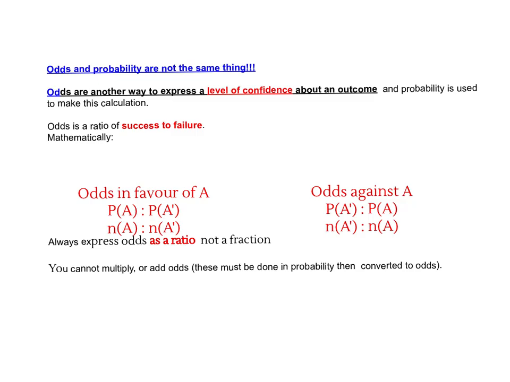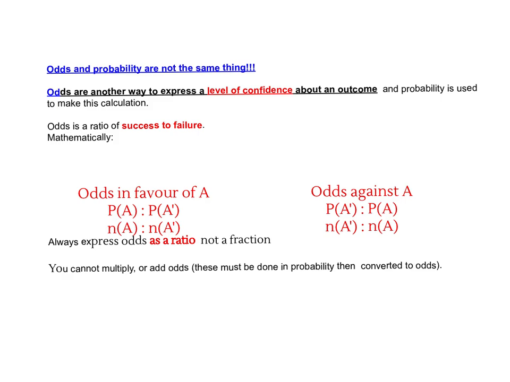Odds are another way to express a level of confidence of an outcome, and it's a ratio, not a percentage. So the odds are a ratio of success to failure. It's just like the probability of something happening versus the probability of it not. The odds of something happening and the odds of it not happening make up the total number of ways something could happen.